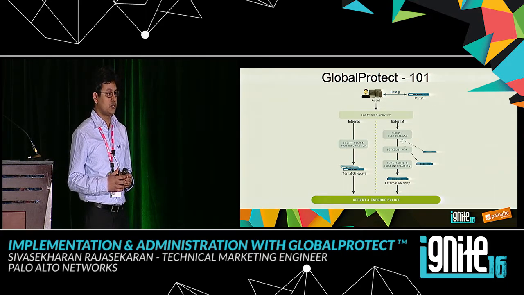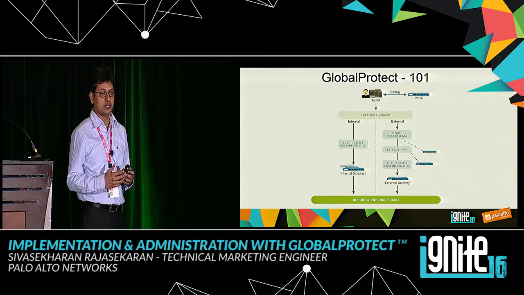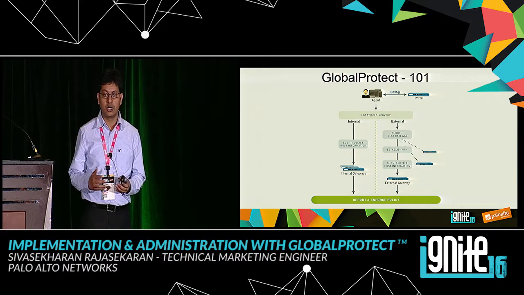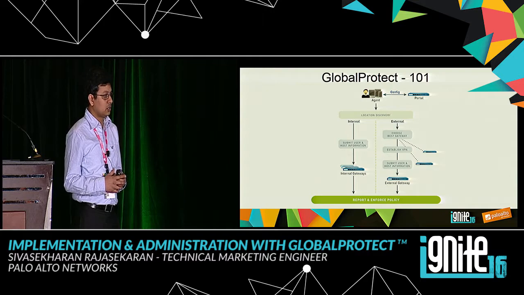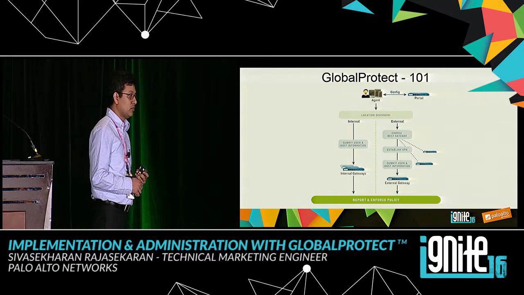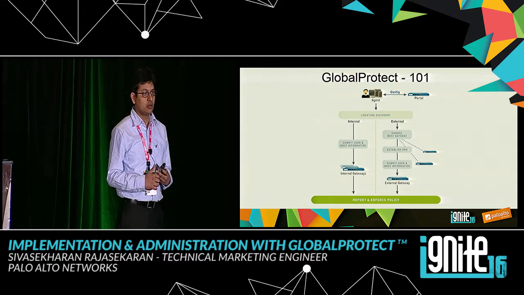And what that means is, using GlobalProtect, you would now be able to provide the same level of security for the user, irrespective of where the user is. Whether the user is inside your corporate network or outside the network, you can apply the same level of security policies. And GlobalProtect has 3 major components. You've got the GlobalProtect app or the agent, the GlobalProtect portal, and the GlobalProtect gateways.